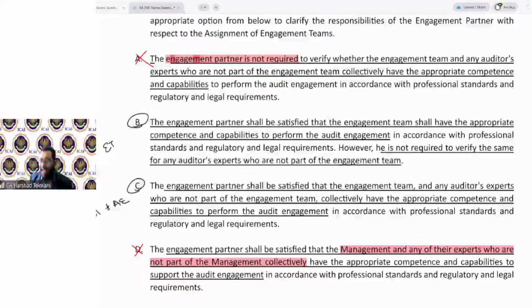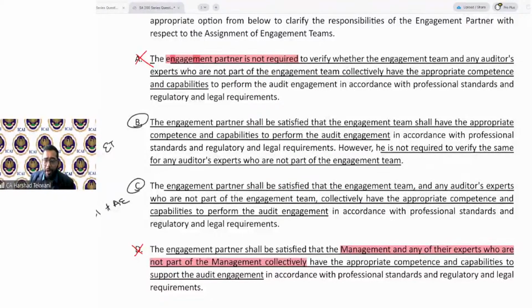Correct. SA 620 talks about using the work of an auditor's expert. Now, if you go through that particular SA, even that SA also contains a requirement that I need to understand, whether the competency, capability, and objectivity of the auditor's expert.